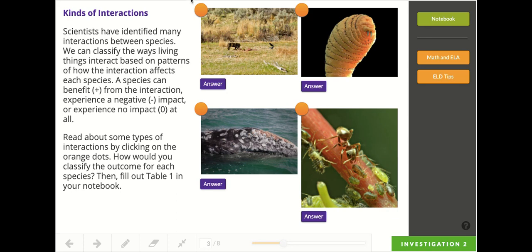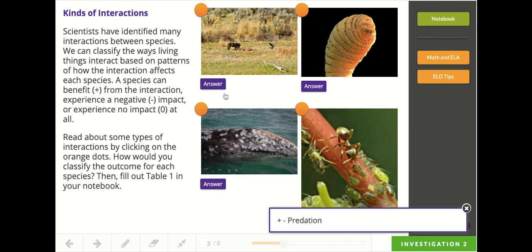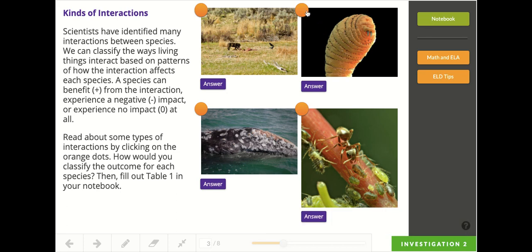Here are some examples. In this first picture, the wolf is eating another animal. So the wolf is benefiting, and obviously the animal being eaten is harmed. So we would say this is an example of predation. The wolf is a predator. The wolf is benefiting, so we use a plus symbol, and the animal being eaten obviously is negatively impacted, so there's a minus sign.